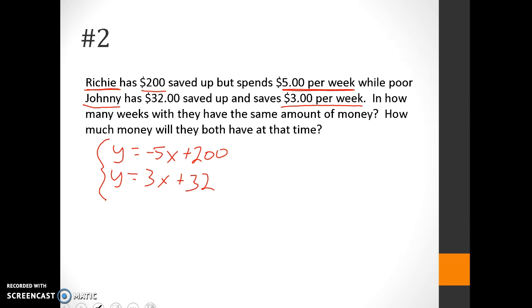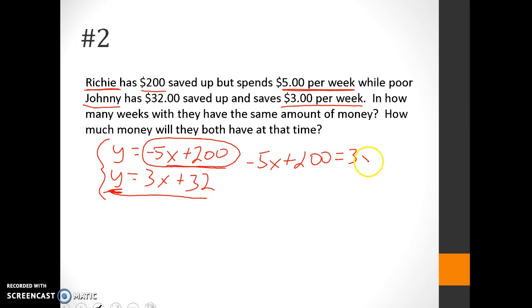Elimination, if I used that method, I would have to get the x and the y on the same side of the equation, make sure they're lined up. And so I don't know if I'm going to use elimination here. Instead, I'm going to use substitution. And here it says that y is negative 5x plus 200. So I'm going to rewrite this equation here, but instead of putting y, I'm going to put what y is equal to, which is negative 5x plus 200. That's y, and it equals 3x plus 32.